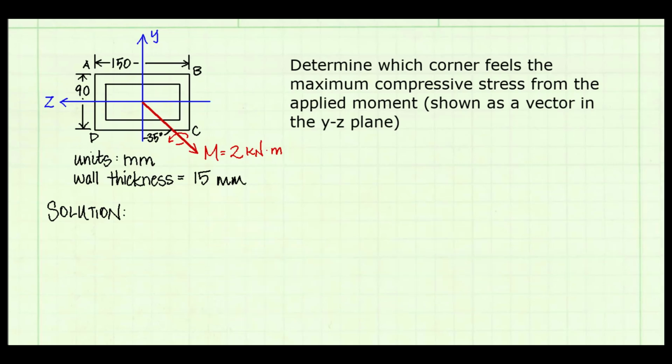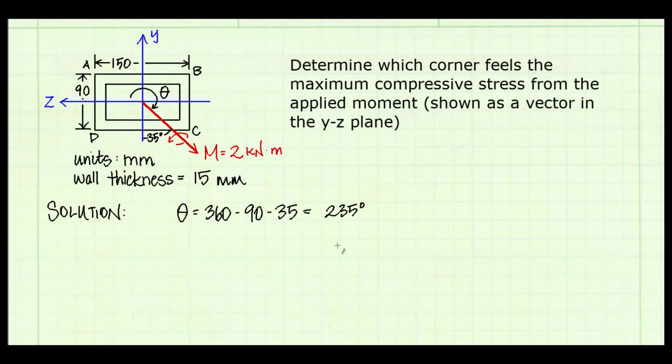Now, let's solve this problem numerically. The first thing I'm going to do is find the angle theta. Theta defines the location of the moment vector from the positive z-axis, going clockwise positive. I can calculate the angle to be 360 degrees minus 90 degrees, which is the lower left quadrant, and then minus 35 degrees, which is the angle shown to the moment from the y-axis.